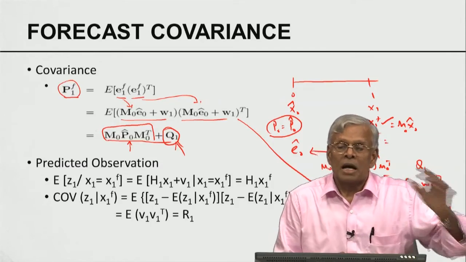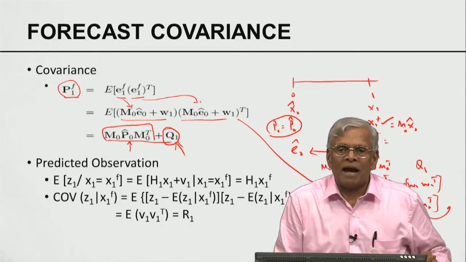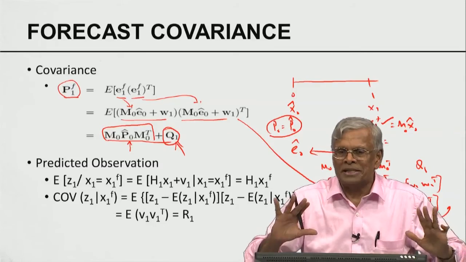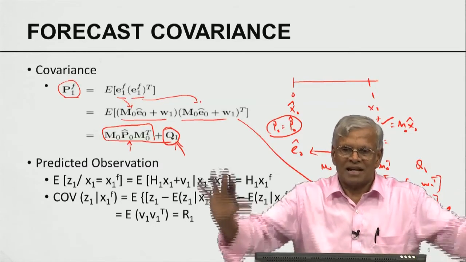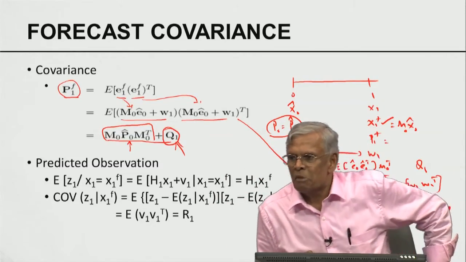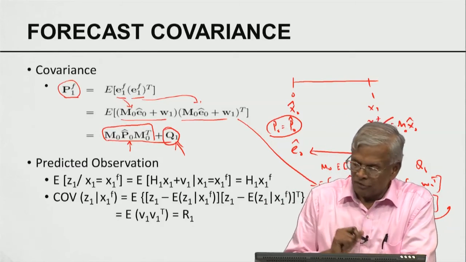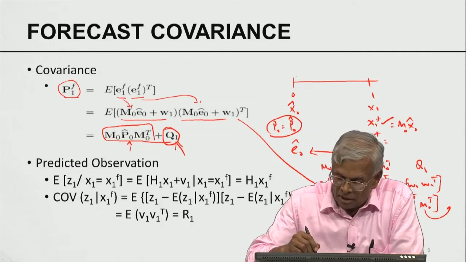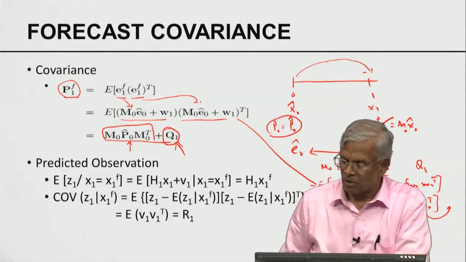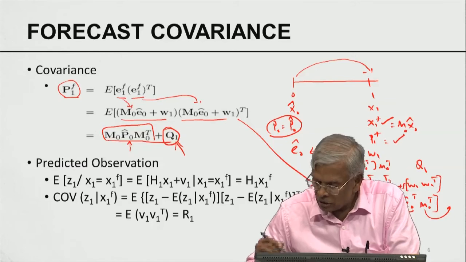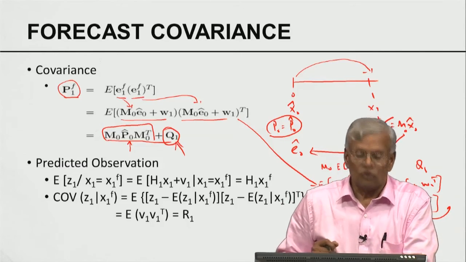So why do we assume things are uncorrelated? Because I would like to have a plain, simple, elegant formulation. And nothing can be simpler, nothing can be more beautiful than this formulation. I hope you got the idea of going from step zero to step one. Therefore, I now know the forecast, I now know the forecast covariance.